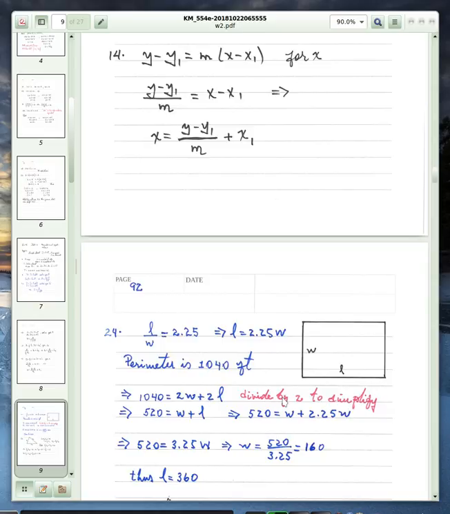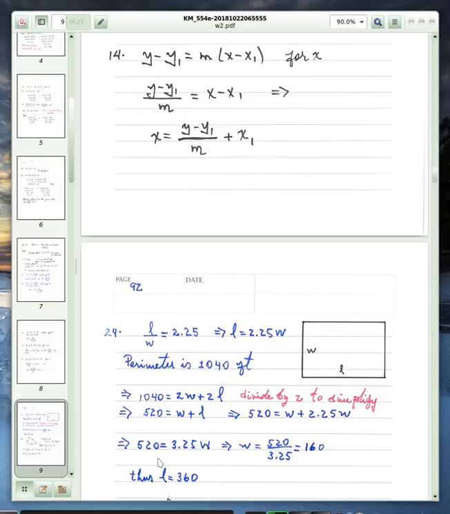If you divide by 2 to simplify, half of 1040 is 520, and the 2's cancel here. Now this is interesting, because now you can go back to the expression we had, that the length equals 2.25 W, so we can use this expression for L in here, and now we have W plus 2.25 W equals 520. Now 1 plus 2.25 is 3.25, so 520 equals 3.25 W.